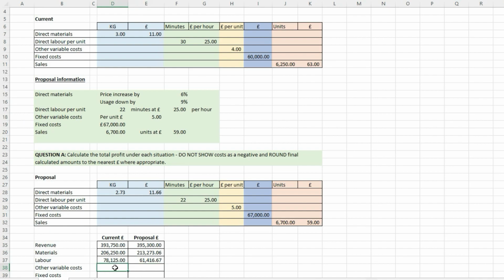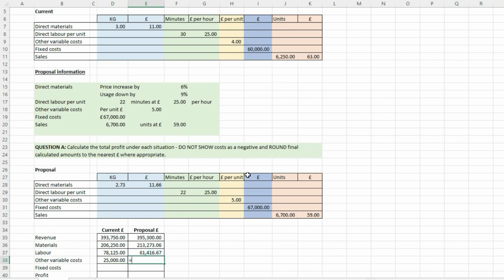and that gives us £61,416.67. Other variable costs, I'm going to take the £4 per unit currently times by 6,250, and here in the proposal, £5 per unit times by 6,700 units.